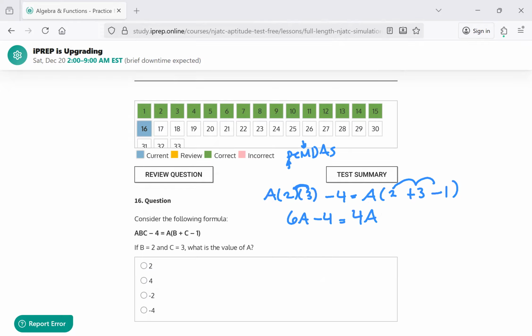Then what I would do is move this negative 4 to the right by adding 4. And then I'm going to subtract 4A. So 6A minus 4A is 2A, and then this is going to be 4. Solve for A by dividing both sides by 2, and you get A equals 4 divided by 2 is 2.